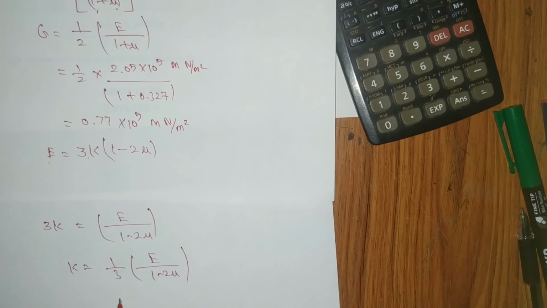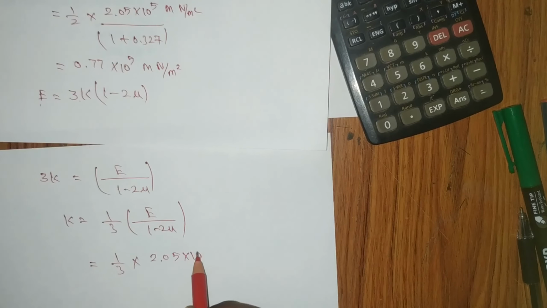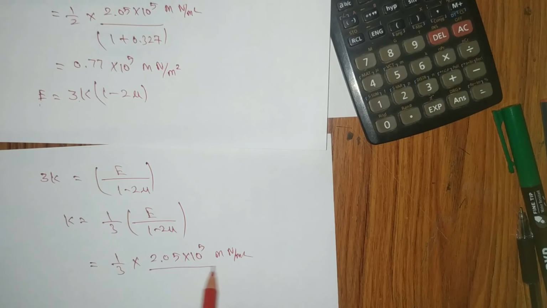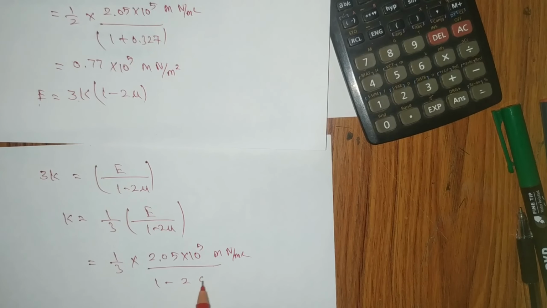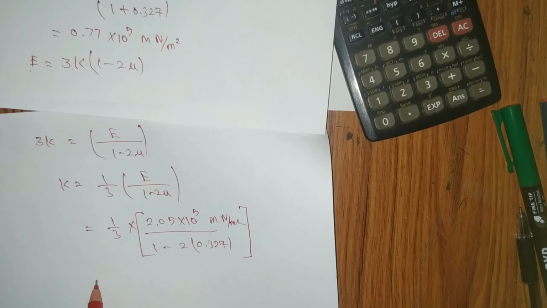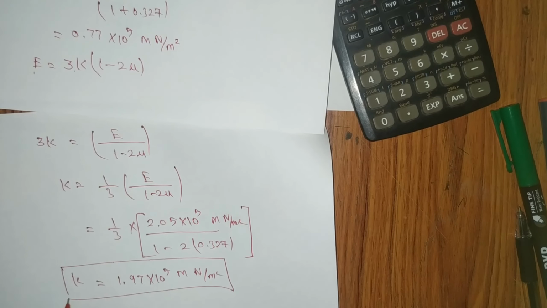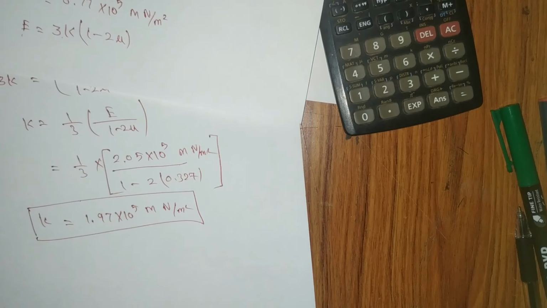Substitute E: 1 by 3 times the E value, 2.05 × 10^5 mega Newton per meter square, over 1 minus 2 times the Poisson ratio. If you solve this, you will get K equal to 1.9 × 10^5 mega Newton per meter square. So we have the result.